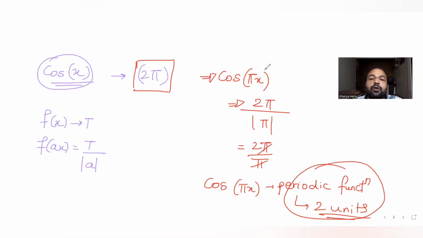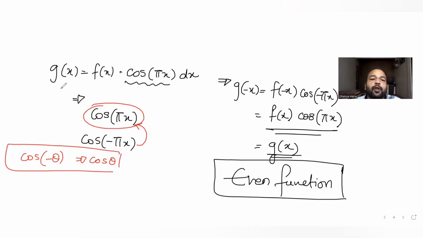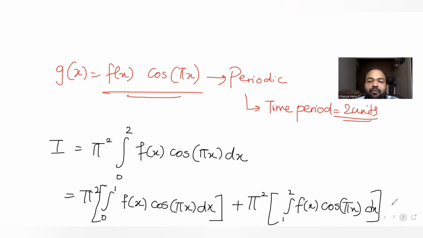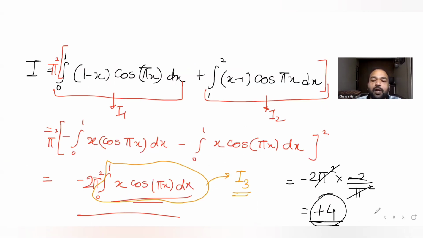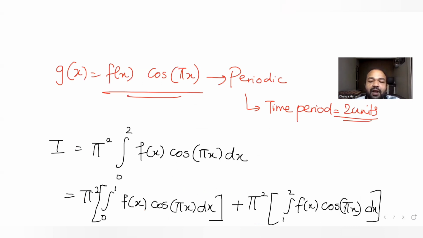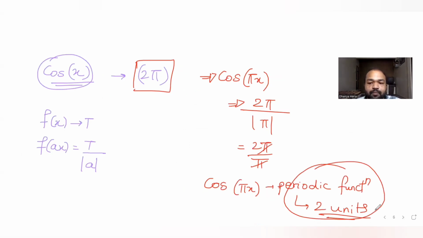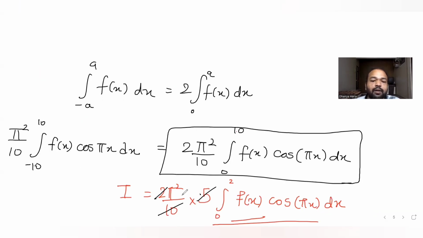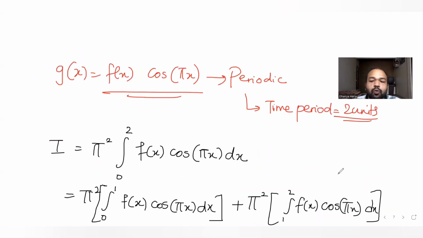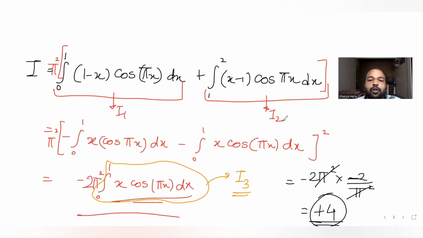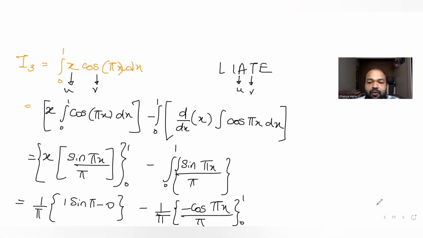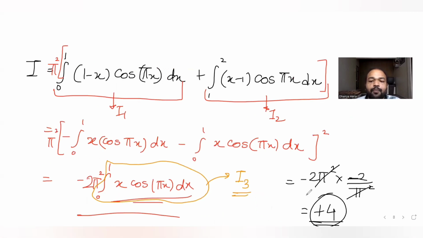Then we again understood that cos pi x being a periodic function makes the entire g of x also a periodic function with a time period of 2 units. Once we got that, we just multiplied the entire integral by 5, taking the limits from 0 to 10. Then we just had the limits from 0 to 2, and we separated it as 0 to 1 and 1 to 2 because of the gradation of the function. And then we solved the two integrals separately and got the answer for that function. So that was how we solved this.